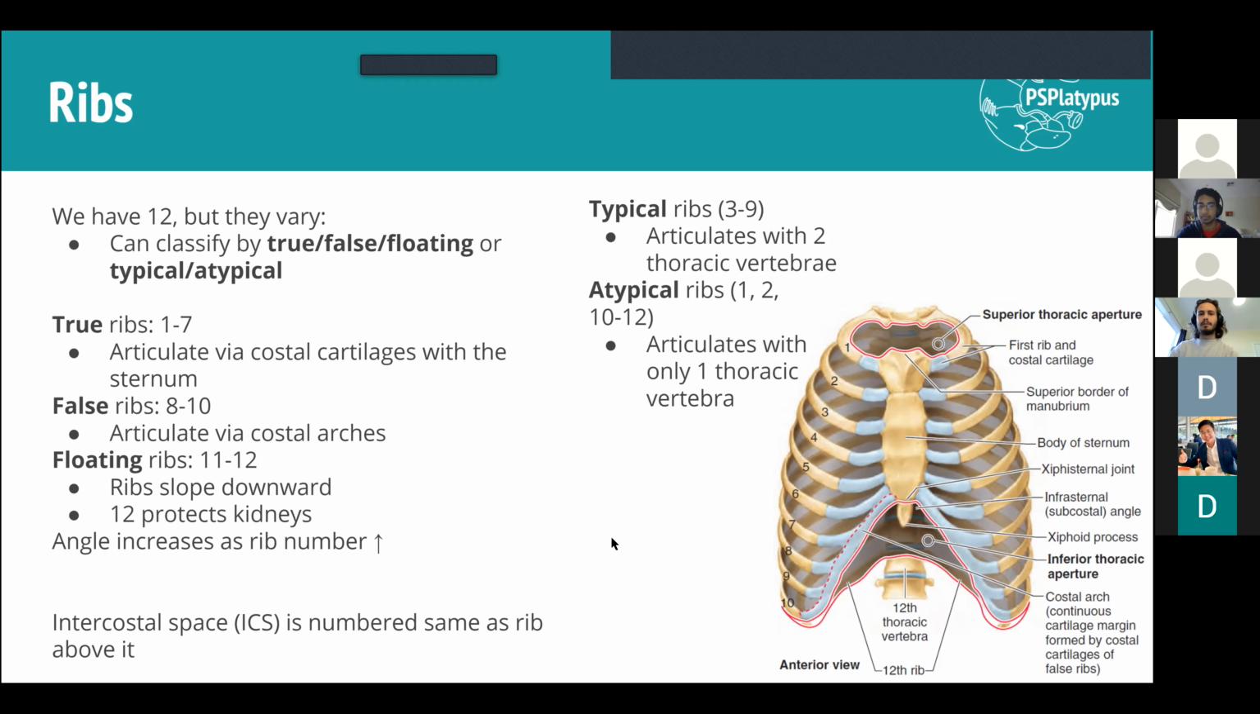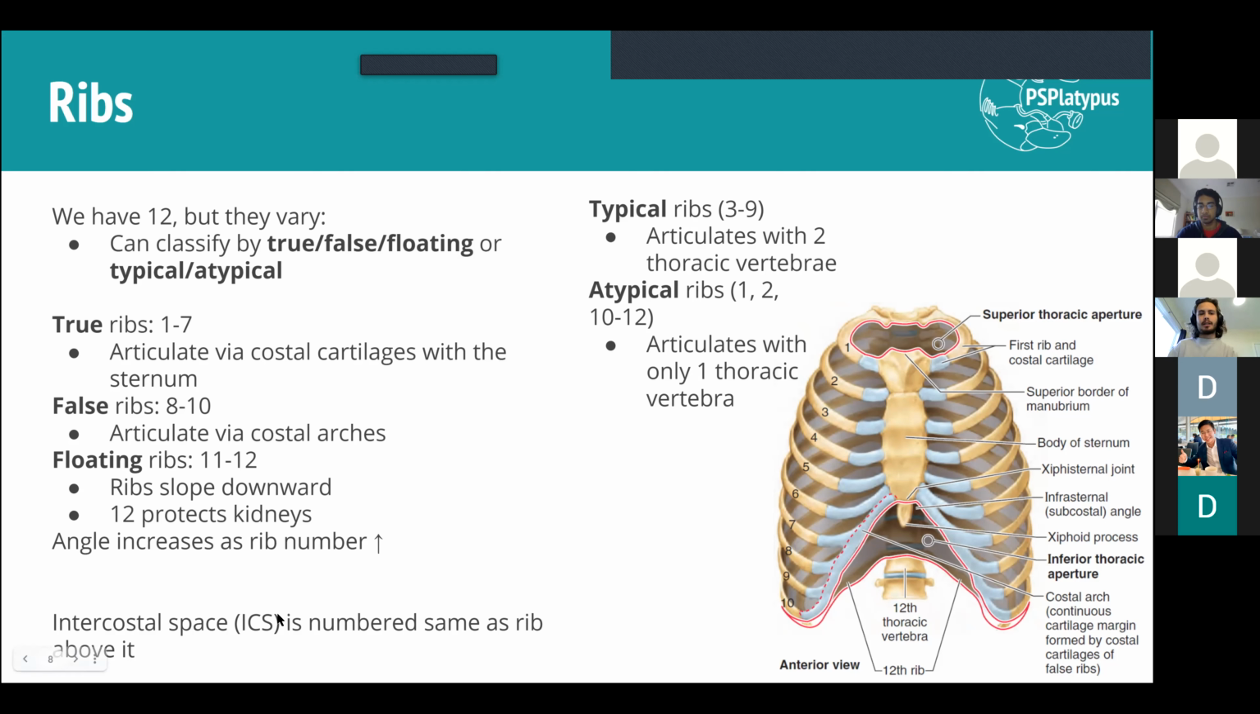And then for floating ribs, they slope downwards, and they actually don't wrap all the way around and then meet through costal cartilages. So you can sort of see here, I think the 11th rib and then the 12th rib down here, and it doesn't even get around all the way. Rib 12 protects the kidneys. The ribs are relatively horizontal at the beginning, and then they start having this downward slope because they are enveloping the thoracic cavity.